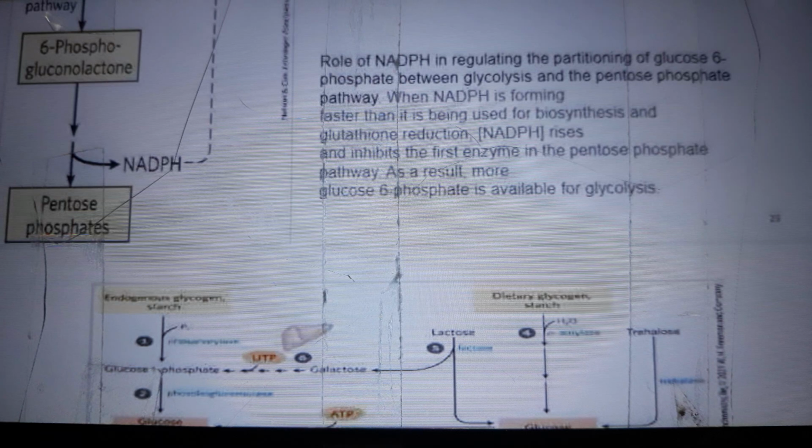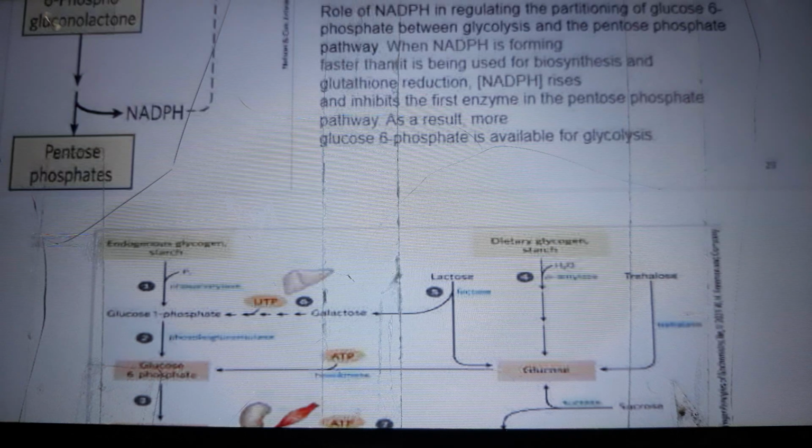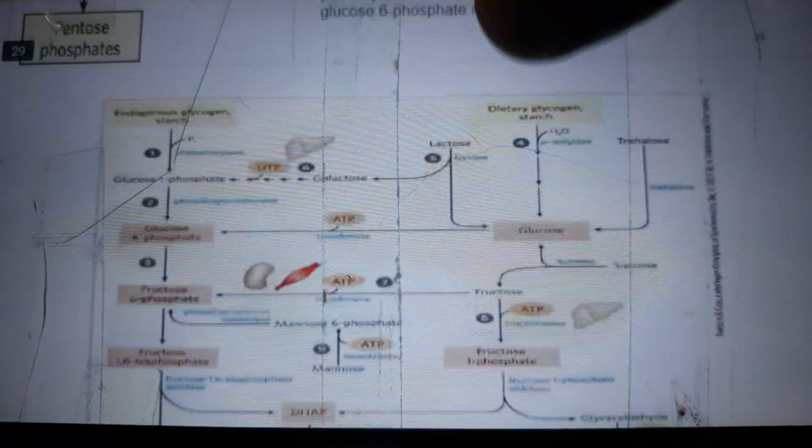When NADPH is forming faster than it is being used for biosynthesis and glutathione reduction, NADPH rises and inhibits the first enzyme in the pentose phosphate pathway. As a result, more glucose 6-phosphate is available for glycolysis.